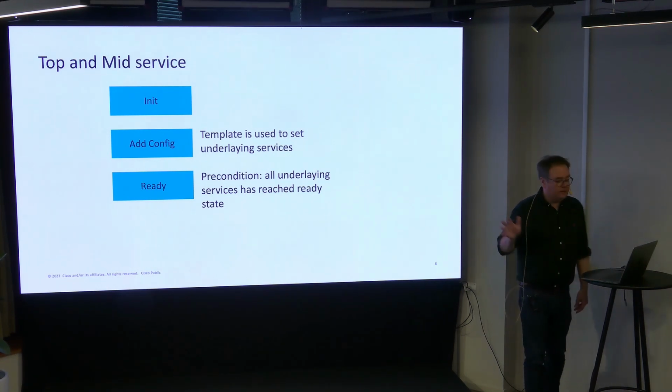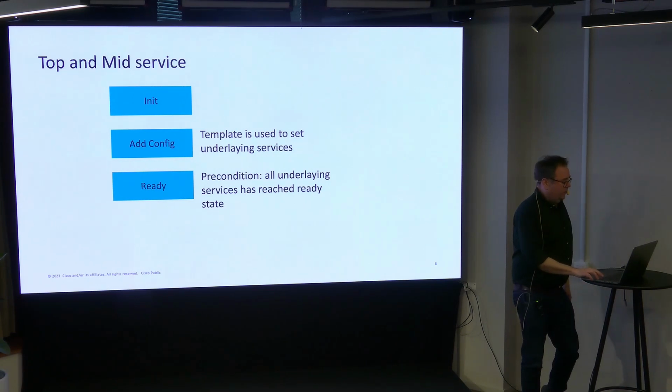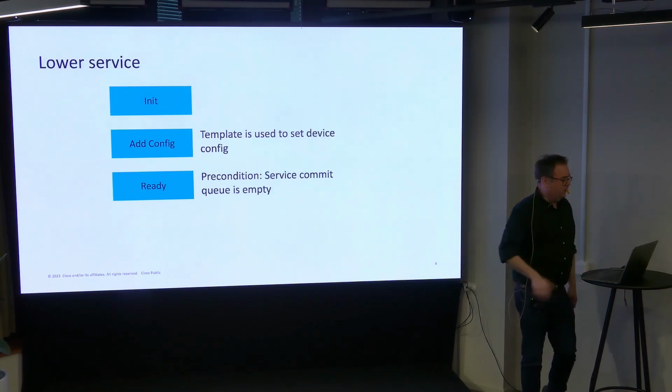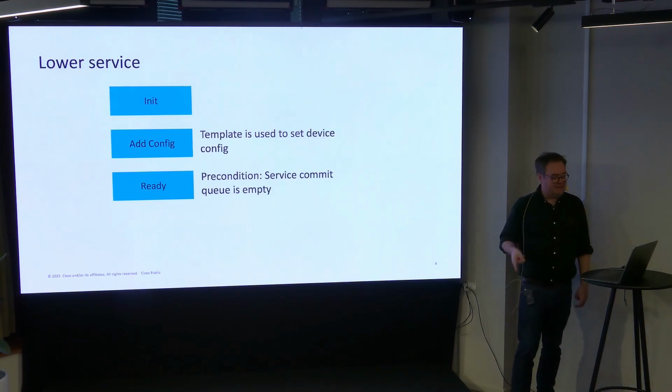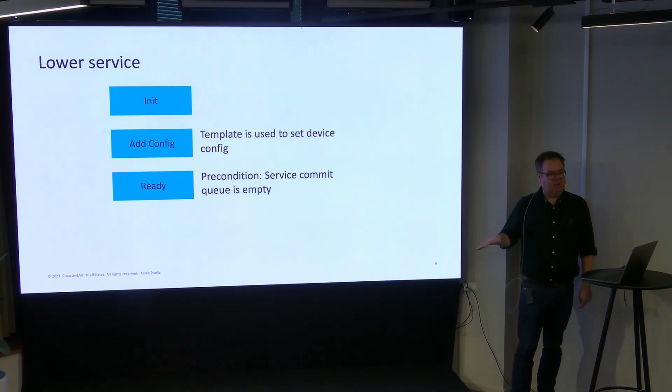So this is the service on the top and the mid node, and the service on the lower node is quite similar. The difference is that we say that we reach ready state when the service commit queue is empty on the lower node. That is when we have configured the device.